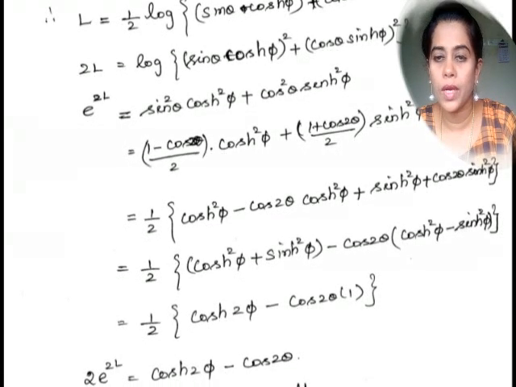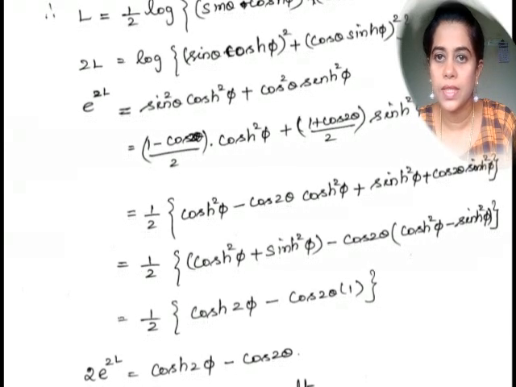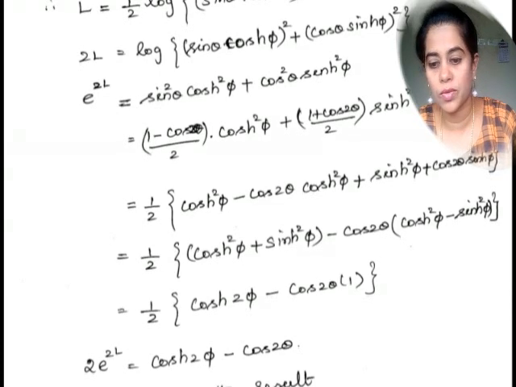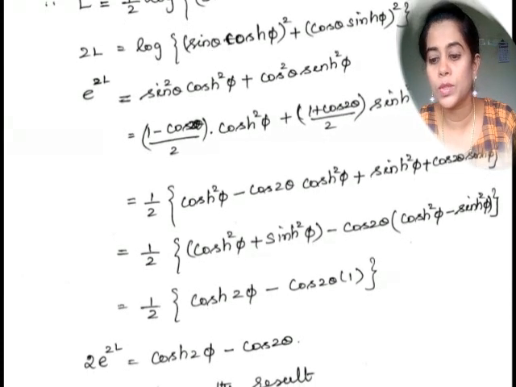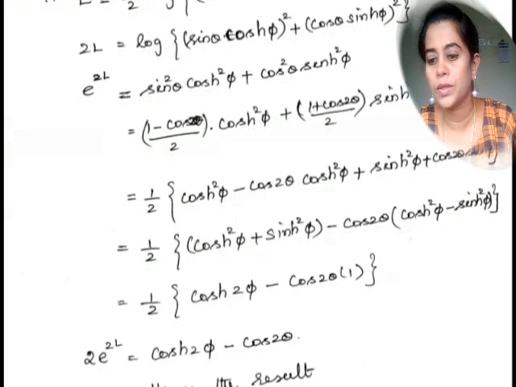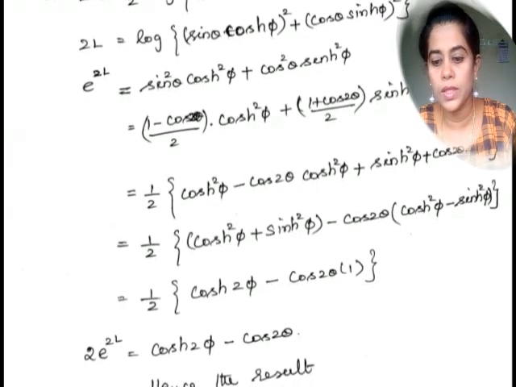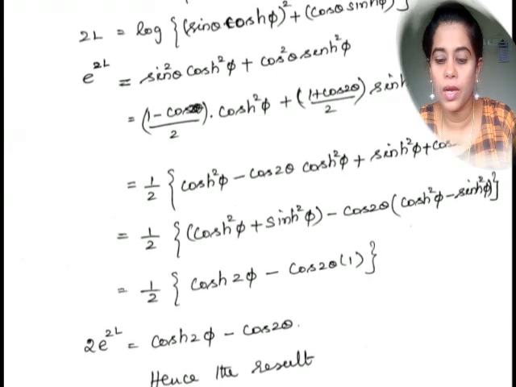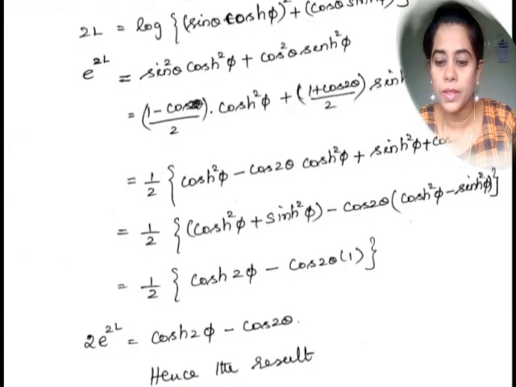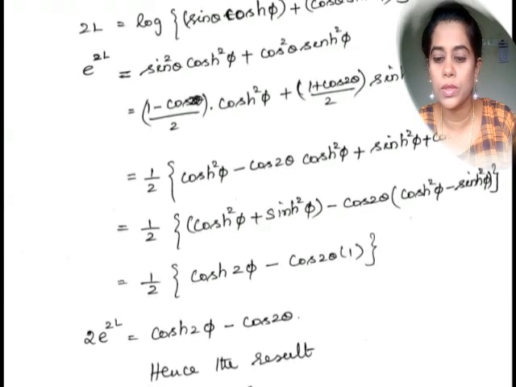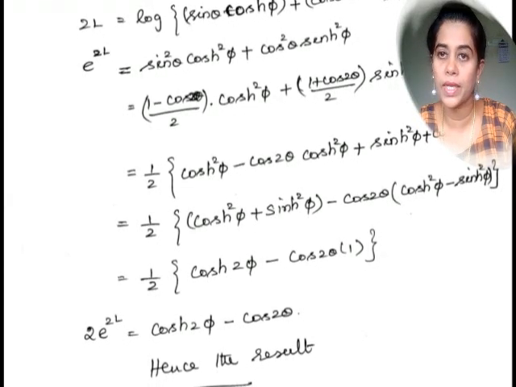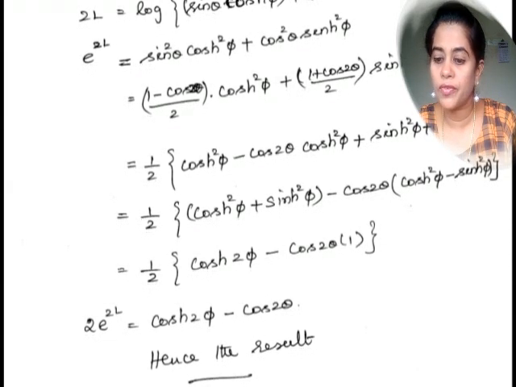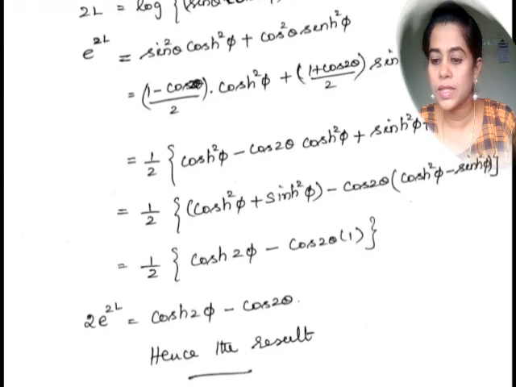So this will be only replacing the trigonometrical identities. sin²θ can be written as (1 − cos 2θ)/2 into cosh²φ, plus cos²θ can be written as (1 + cos 2θ)/2 into sinh²φ. From this, we can take half as common in both the terms. So taking half common, when you multiply all the terms, we are getting cosh²φ − cos 2θ cosh²φ + sinh²φ + cos 2θ sinh²φ.